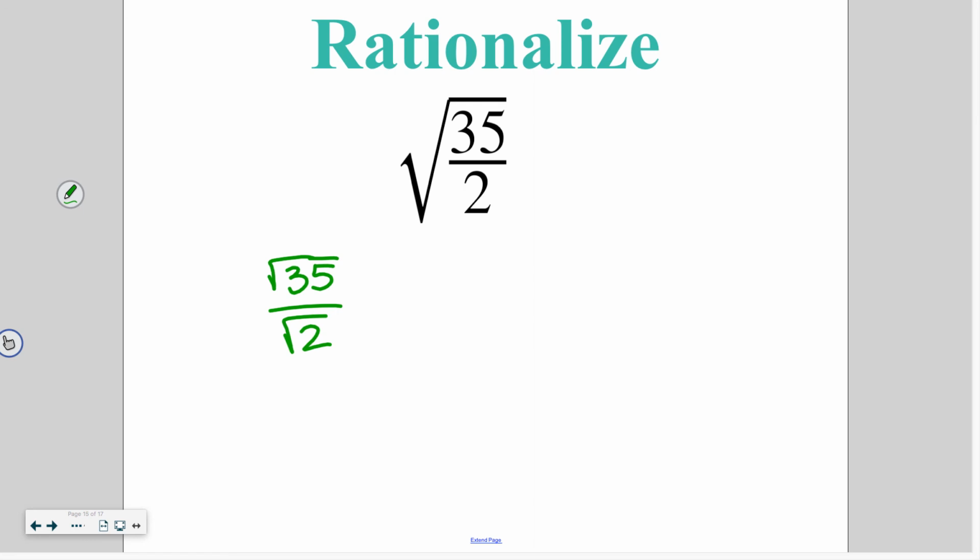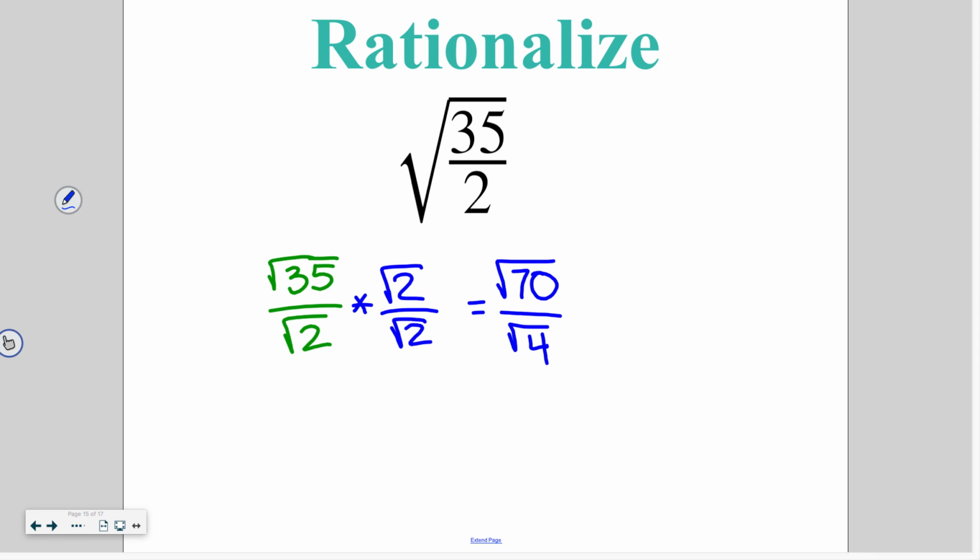So I can't take the square root of 2. I'm also not allowed to have a square root in the bottom of my answer. In order to fix this, we're going to multiply top and bottom by the square root of 2. So up top I have the square root of 35 times the square root of 2, which is the square root of 70. On the bottom I have the square root of 2 times the square root of 2, which is the square root of 4.